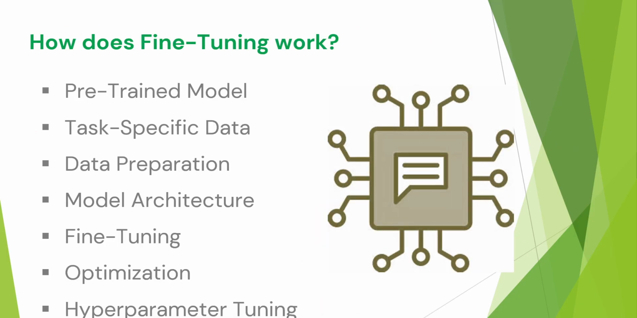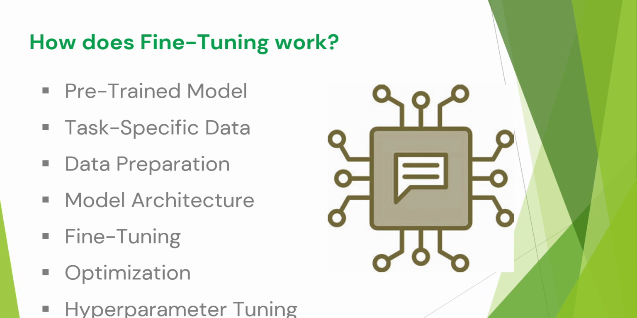First of all, it will start with a pre-trained large language model, say BERT or RoBERTa, then collect the dataset specific to tasks such as text classification or sentiment analysis. After this, pre-process the task-specific data including tokenization, normalization, formatting, then add a task-specific layer on the top of the pre-trained model such as a classification layer or regression layer. Then train the model on task-specific data using pre-trained weights as the starting point.